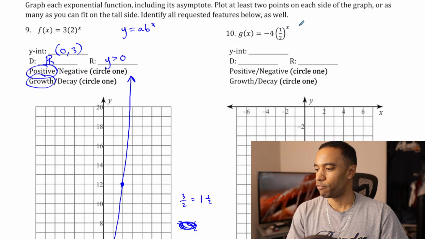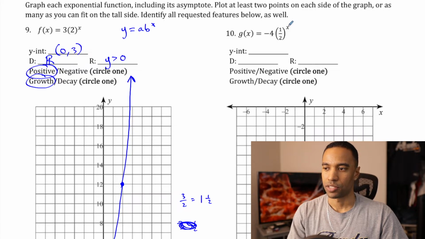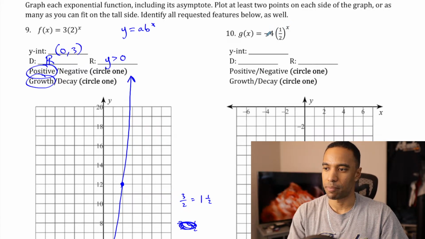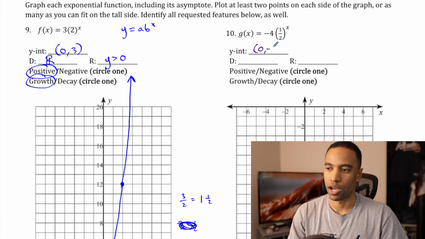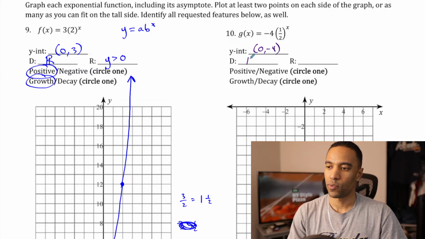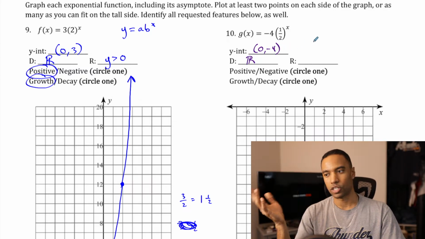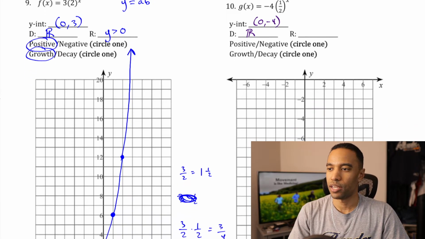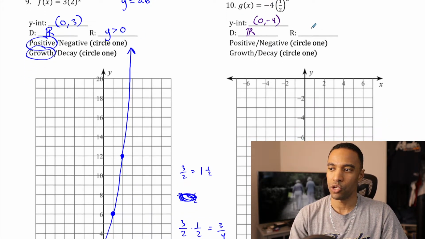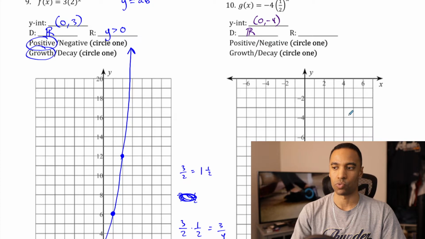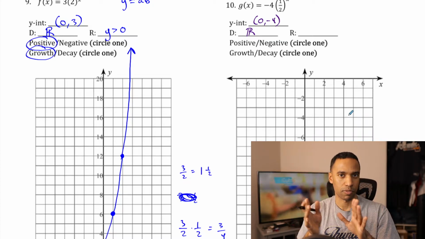y equals -4 times (1/2)^x. We'll start with the y-intercept being the a value. That's at (0, -4). Domain, once again, will represent all real numbers. Not trying to trick you on that one. Not trying to trick you on this one either. We have a negative a value. We're going to have negative y values as well, or underneath the asymptote, I should state.